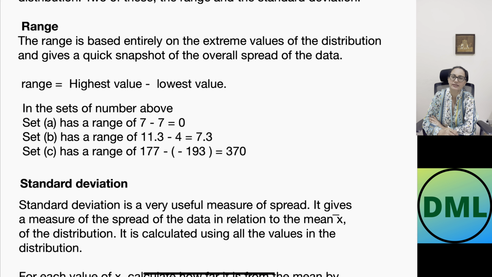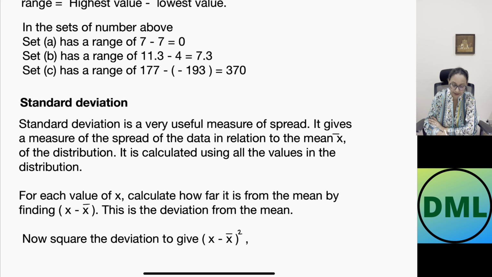Now let's understand standard deviation. Standard deviation is a very useful measure of spread. It gives a measure of the spread of the data in relation to the mean, x bar, of the distribution. It is calculated using all the values in the distribution. For each value of x, calculate how far it is from the mean. What is our mean? Our mean is x bar. By calculating x minus x bar, we are calculating how far the value is from the mean. This is the deviation from the mean.